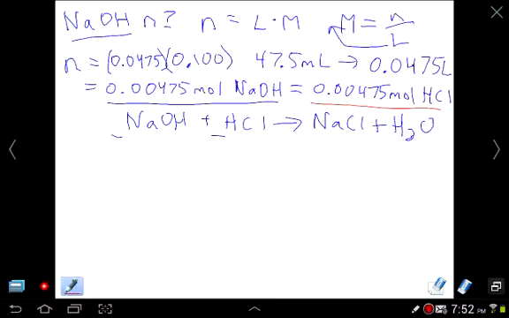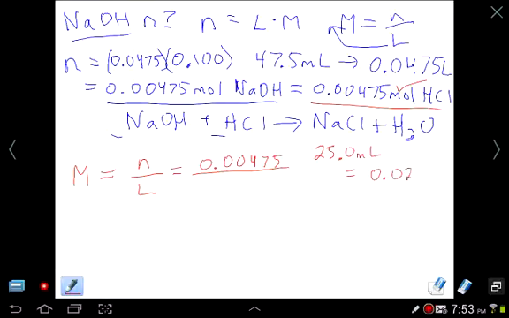So for the second part, we need to find out the molarity of the acid. Again, molarity is moles per liters. Here's our moles: 0.00475 moles divided by how many liters. We're told that we used 25 milliliters of the unknown, 25.0 to be exact. If we divide by 1,000, we get 0.0250 liters. So let's divide by that.